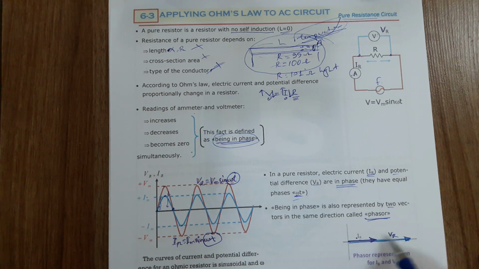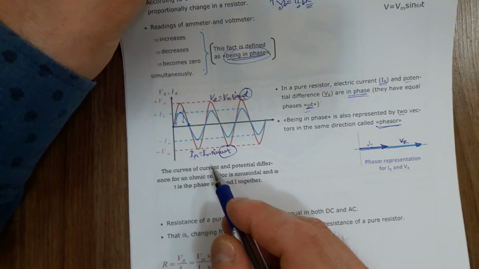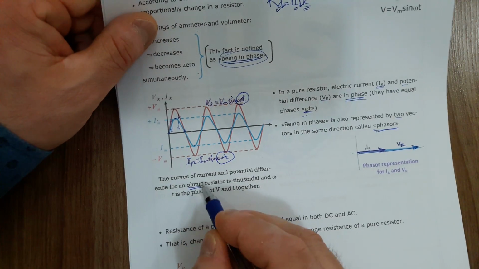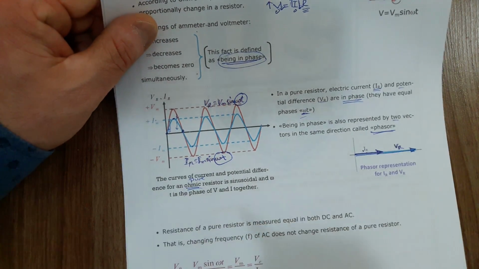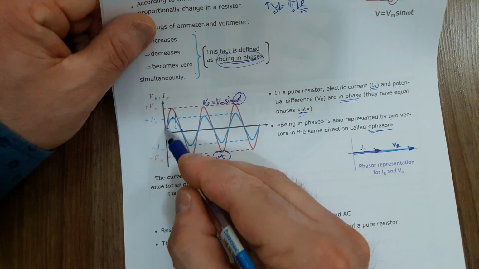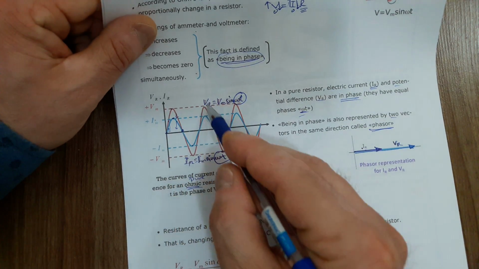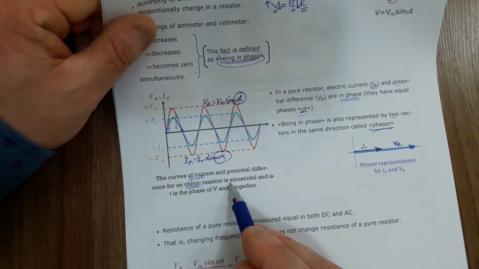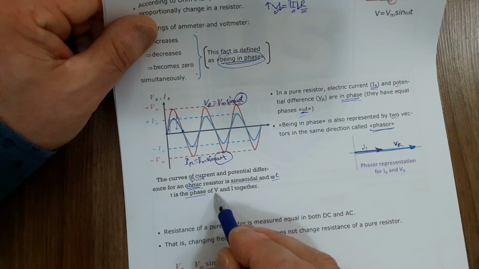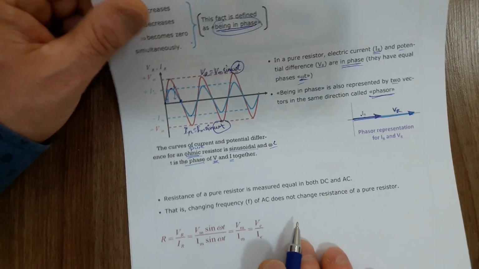are in phase. So the curves of current and potential difference for an ohmic resistor, when it says ohmic, you should understand it is a pure resistor. An ohmic resistor means pure. It is sinusoidal, yani changing as a sine graph, both current and potential difference, alternating potential difference, changing as a sine graph. Sinusoidal means this. And omega t is the phase of both potential difference and electric current together.